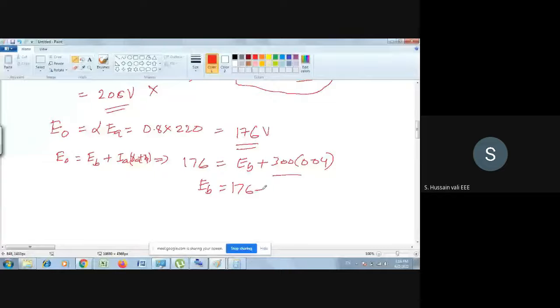So 176 equals EB plus 300 into 0.04. We take 300 only because the current given is 300 ampere, the same as the rating. These are the similarities we got. Then what is the EB in this case? 176 minus 12, 164 volts. So we got two EBs here. Please see this now: 199 volts and 164 volts.